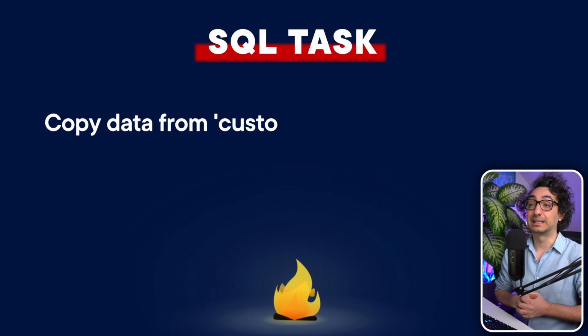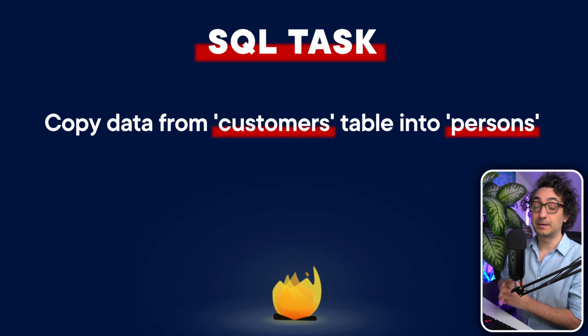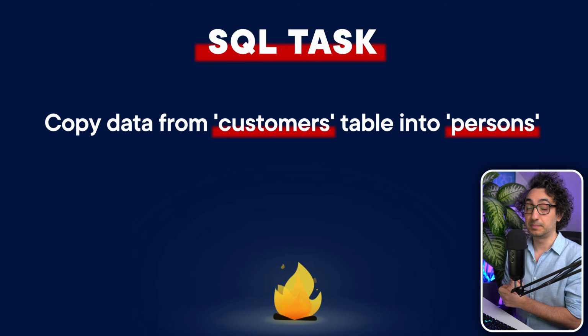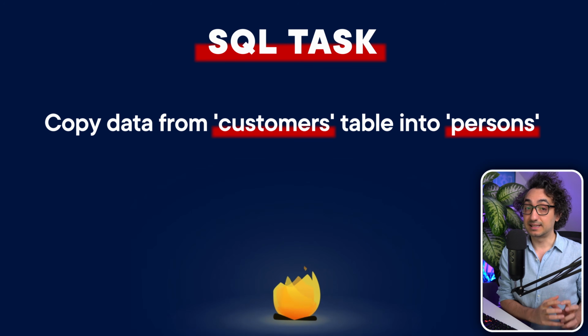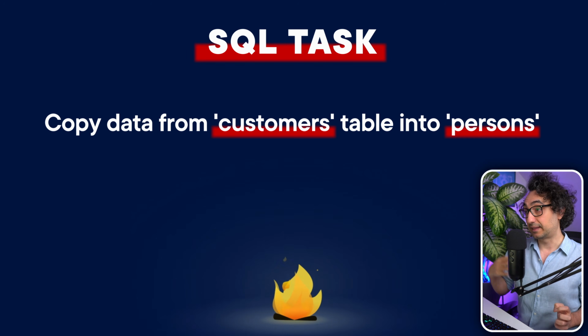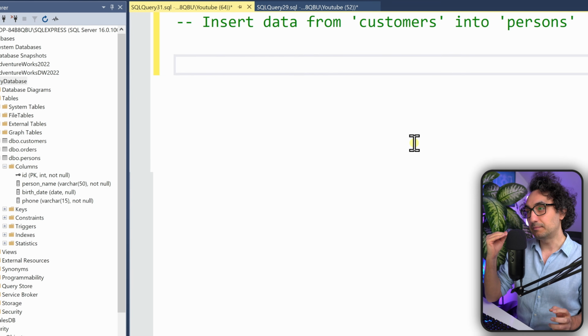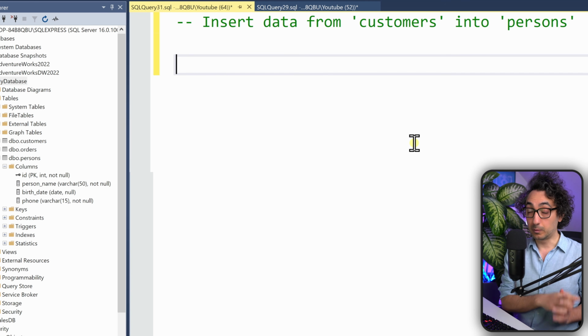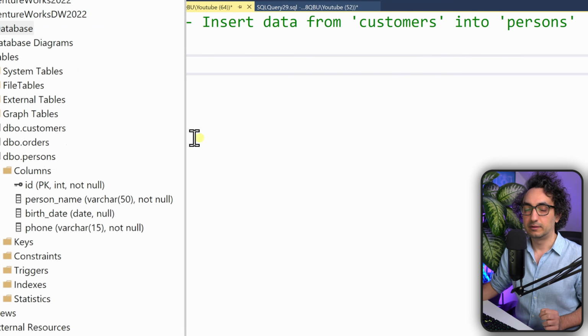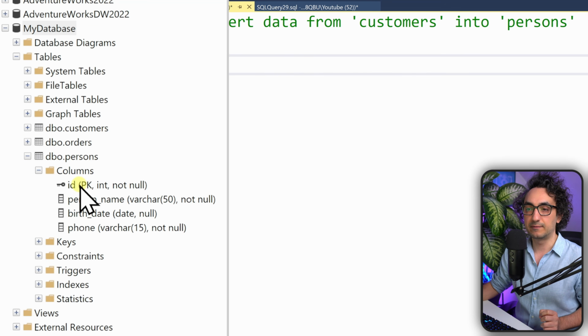So now we have the following task, and it says insert data from the table customers into the table persons. So that means the source table is customers and the target table is persons. Now how I usually do it is that I keep my eye on the target table to understand the structure of this table, and I start writing the query from the source table. If you go to the left side, we can see, okay, we have here an ID, we have here person name, birth date, and phone.